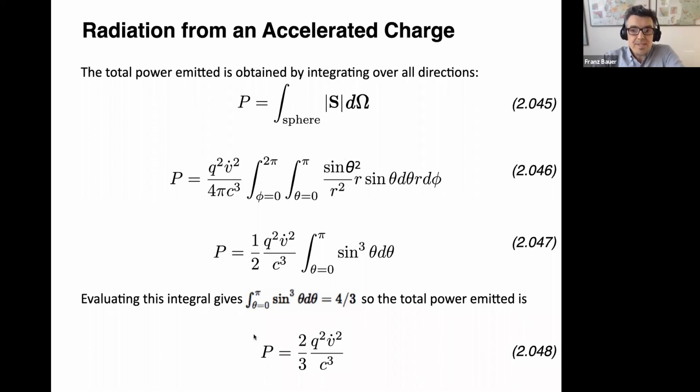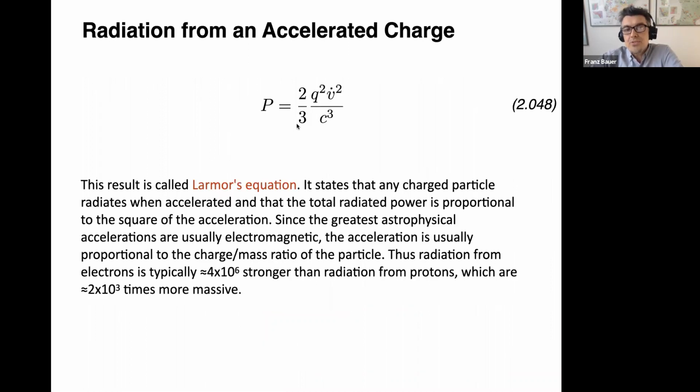Right. And so this is the total power emitted. This is what's known as Larmor's equation. Generally what it's telling you is that if you have a charged particle, and it's accelerated by any means, via electrical forces or magnetic forces, it's going to radiate. And that radiation is proportional to the square of the acceleration. So the faster the acceleration, the higher the amount of radiation that's going to come out.